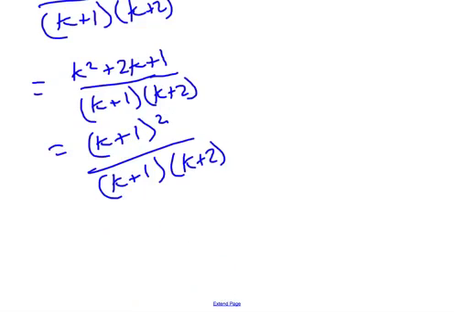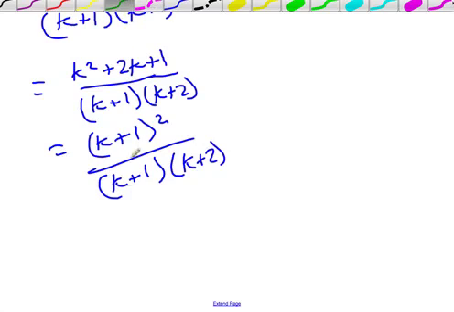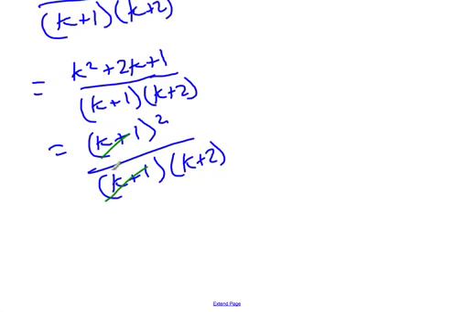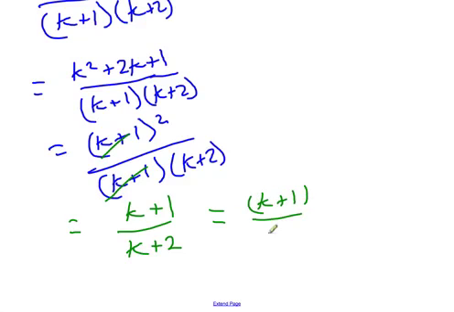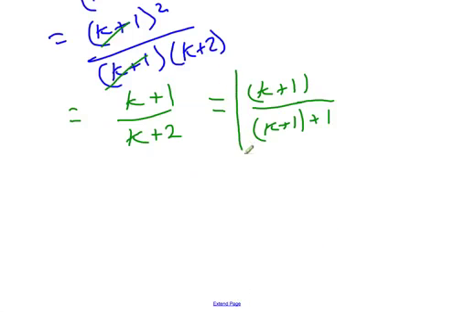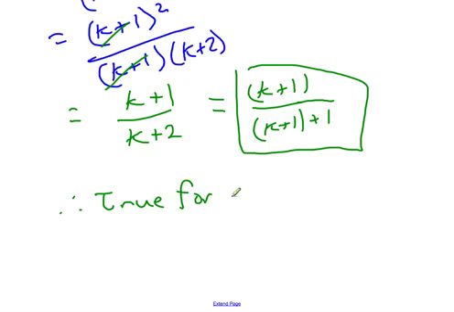And then we can simplify here. We can cancel a k plus 1 and a k plus 1. We'll have a k plus 1 on the numerator and a k plus 2 in the denominator, which of course is equal to k plus 1 out of k plus 1 plus 1. So we've shown that it is true for k plus 1. So therefore it's true for all n greater than or equal to 1.